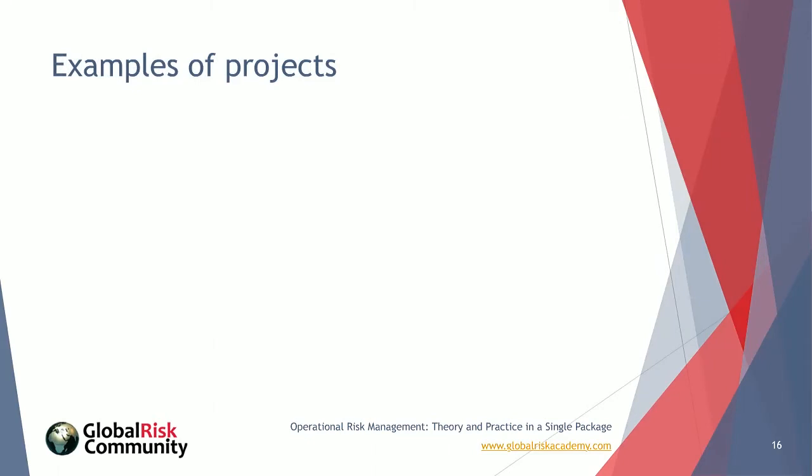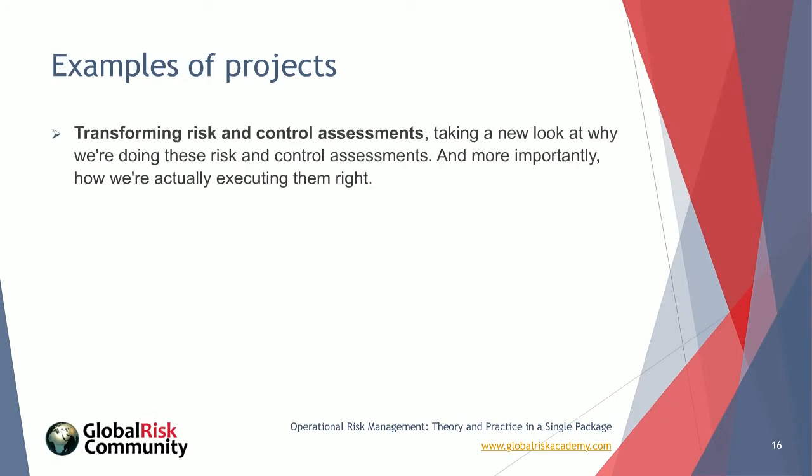Here are two examples of projects that institutions can and should probably start thinking about today, if they are not already working on them. First of all, transforming risk and control assessments, taking a new look at why we are doing these risk and control assessments, and more importantly, how we are actually executing them. There is lots of good work happening in the industry right now around new approaches to risk and control assessments, and Calvin Lee will elaborate on this further in the second part of this webinar.